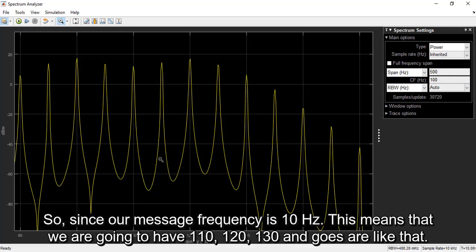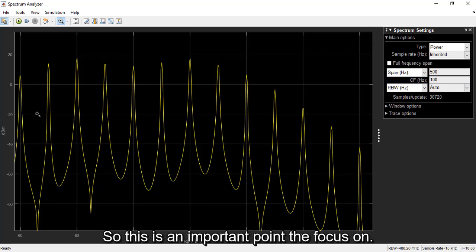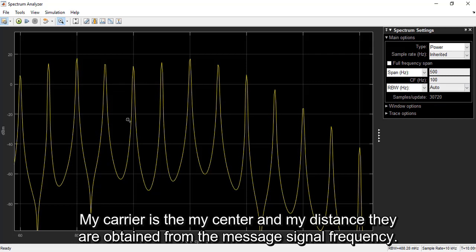So since our message frequency is 10 Hertz, this means that we are going to have a spike at 110, 120, 130, 140, and it goes on like that. To the right and also to the left, we have a spike at 90, 80, 70, and it goes on like that. So this is an important point to focus on. My carrier is my center, and the spacing of the spikes is obtained from the message signal frequency.